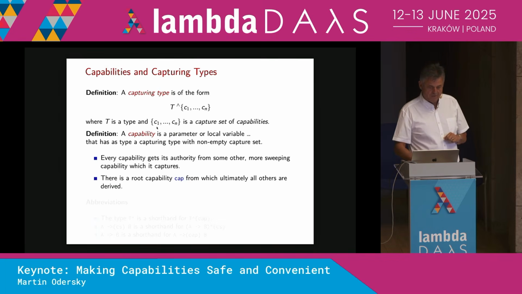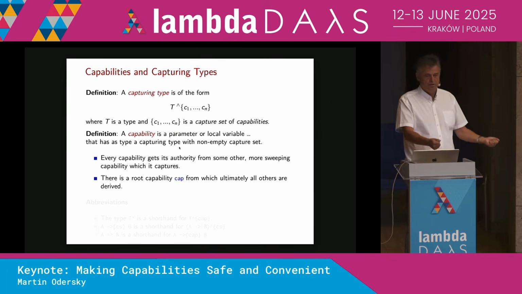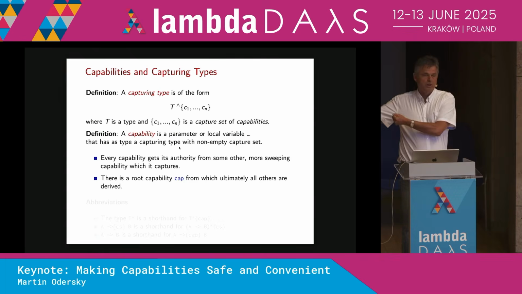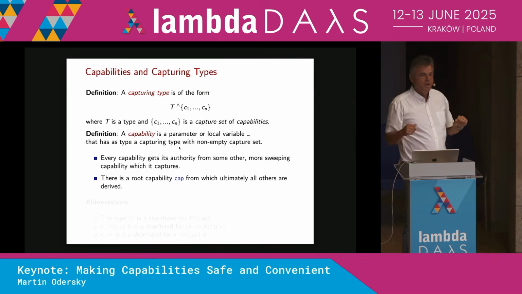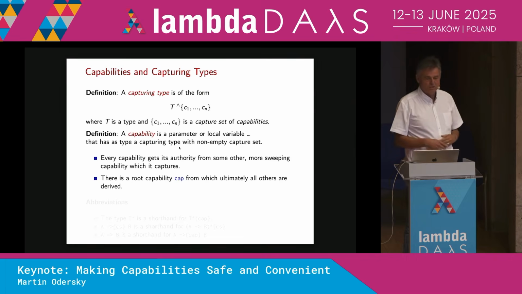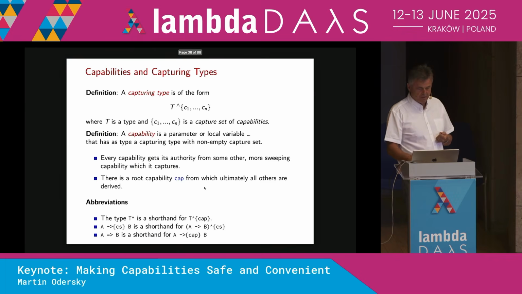So the way we do this is by essentially a meta-circular argument. We say a capability is a parameter or local variable that has as a type a capturing type that will itself capture further capabilities. So your capability, if you rely on other capabilities, which means at some point it must stop. So in this model there's a root capability cap from which ultimately all others are derived. So that's the system. So cap is sort of similar to object in an object-oriented system, or a top type or something like that. And then we have a little shorthand. So T hat, what you've seen, is just a shorthand for T hat cap.